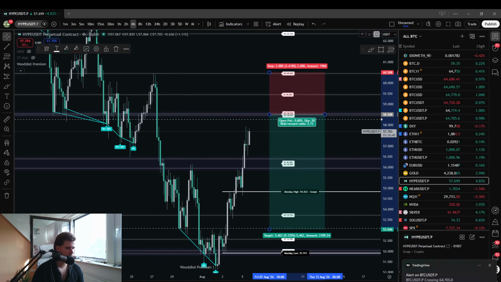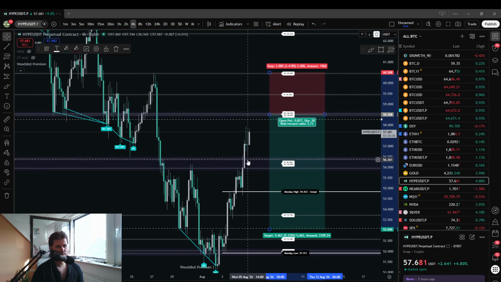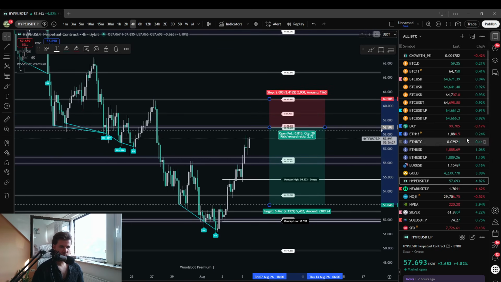Okay, my alerts are popping already. Yeah, so this is what I will be looking for on Hype. I'm not looking for longs yet, but I'm looking for shorts. And for longs on Hype, I'm just gonna be playing the limit bot order.